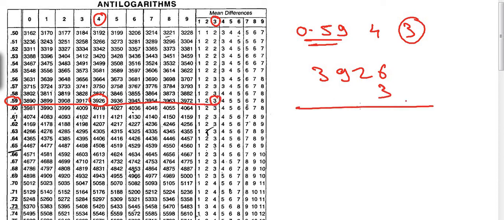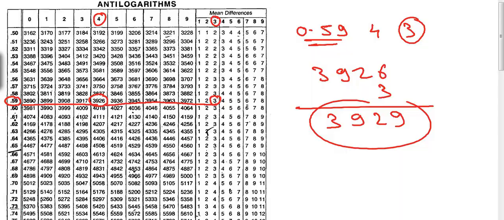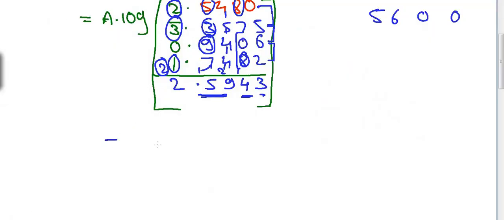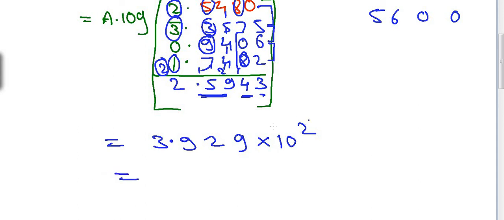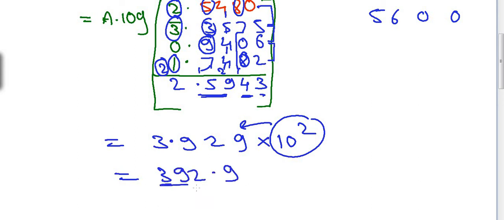Add it to 3926. So 6 plus 3 is 9, 2, 9, 3. So it is 3929. Where to place the decimal? After the first digit. And what about the characteristic? Raise 10 to that power. So the final answer is 3.929 into 10 raised to 2. Again, you can multiply this 10 raised to 2, that is 100, to this number to get 392.9, the final answer.